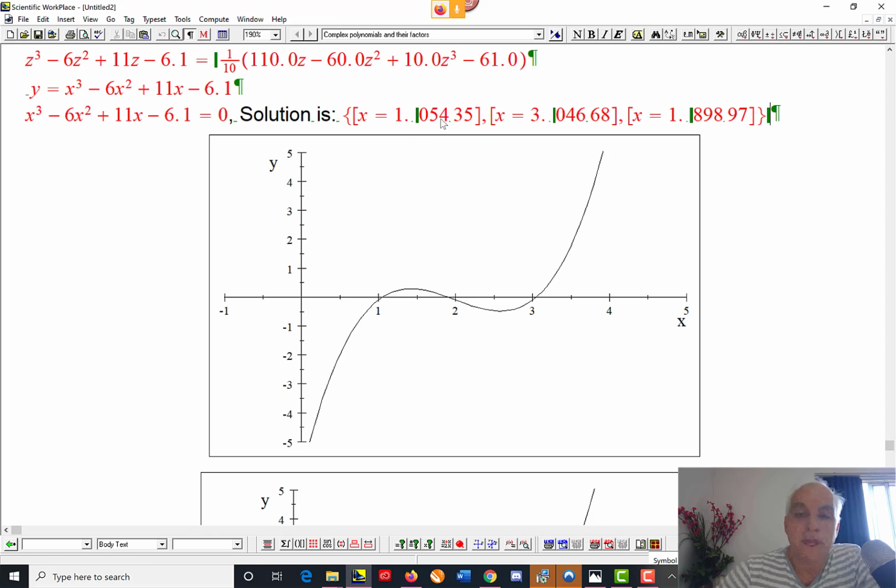Okay, so what do we get? We get values 1.05435, x is 3.04668, or maybe it's 1.898. So something pretty close to 1, something pretty close to 2, something pretty close to 3. But note that these are not really the true zeros. This is only what the computer gives me because I've asked for a resolution of 5 decimal places. If I'd asked for 20 decimal places, there'd be longer expressions with more decimals, but even then I would not have an exact solution. So an exact solution is not really obtainable.